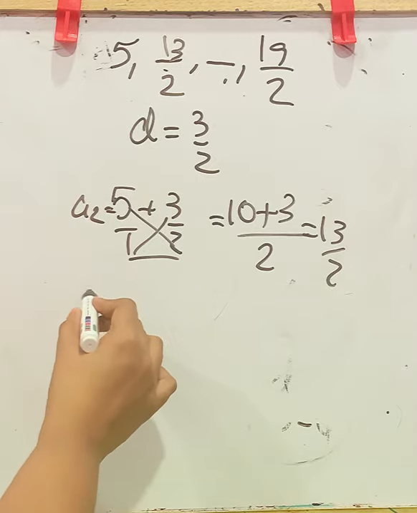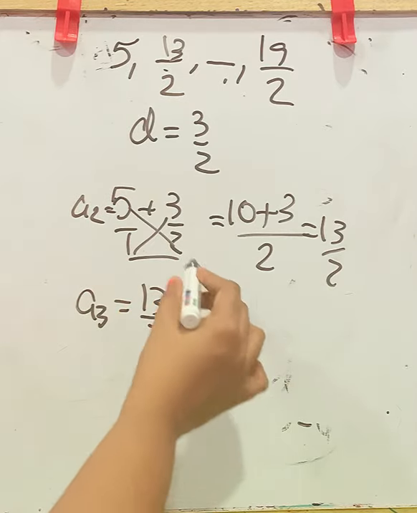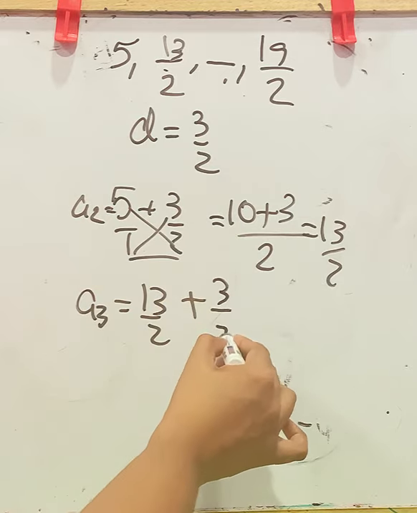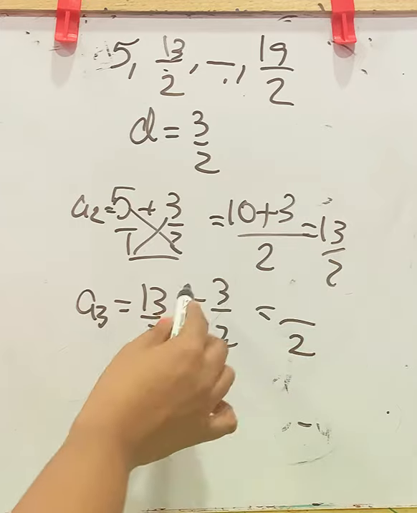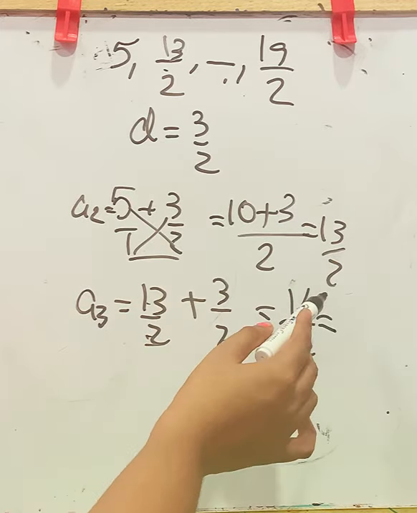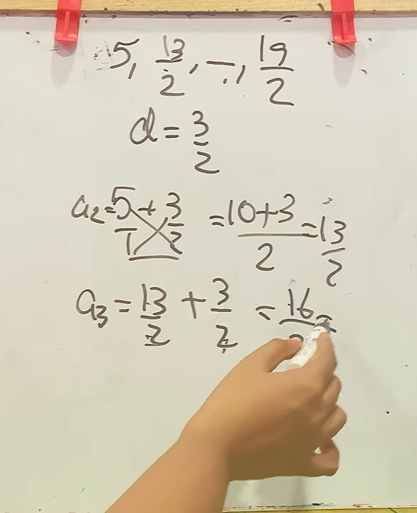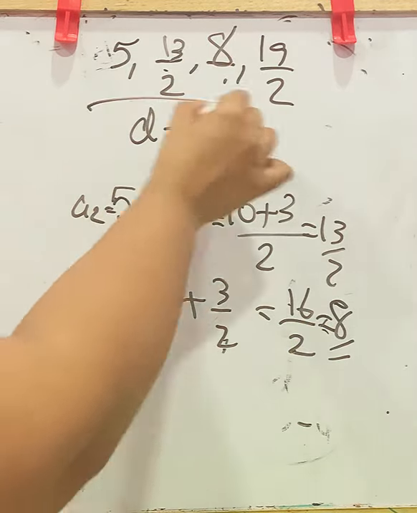Now A3 equals the second term plus D, 3 by 2. Here the denominators are the same, so copy the denominator. 13 plus 3 is 16. 16 division 2, you can find the answer here. 16 division 2 is 8. So 8. This is the AP.